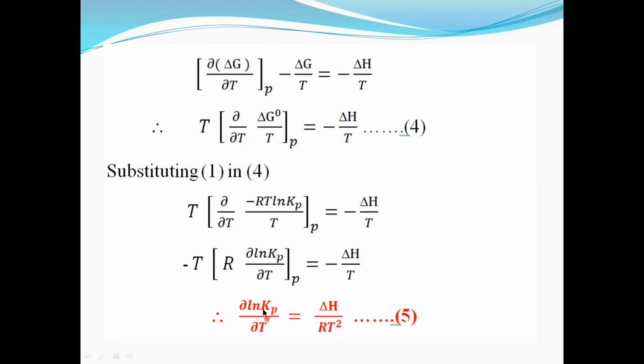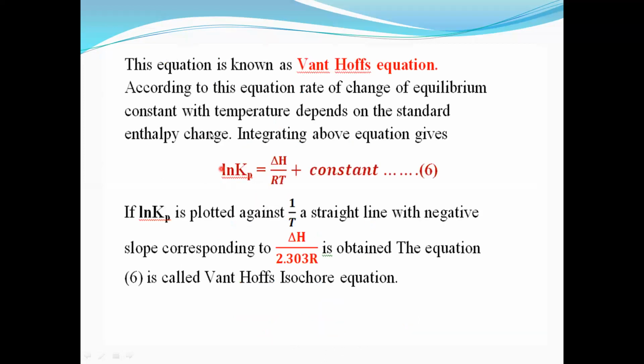So this is the rate of change. ln Kp means equilibrium constant, and partial derivative with respect to T we call as rate of change of equilibrium constant, is equal to, R is constant, T is constant, and delta H, that is enthalpy. So according to this equation, rate of change of equilibrium constant with temperature depends on the standard enthalpy change. Delta H is the enthalpy change.